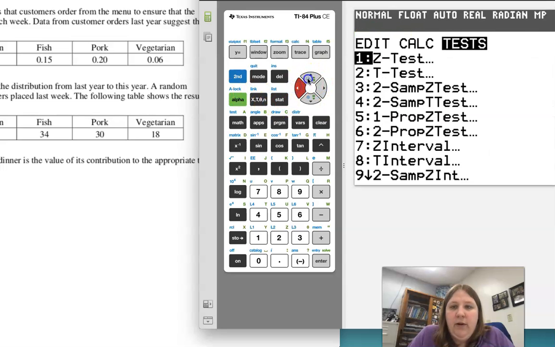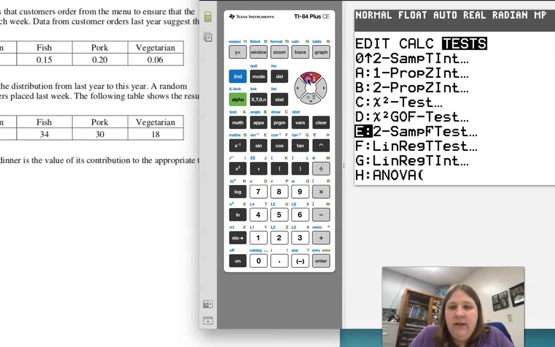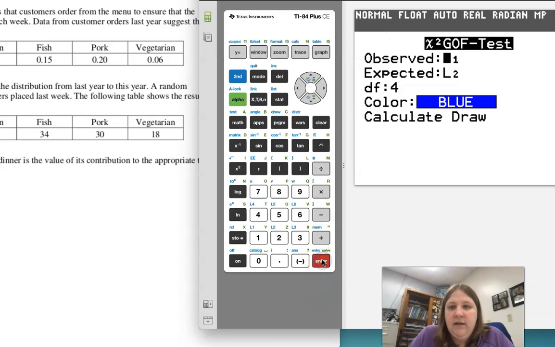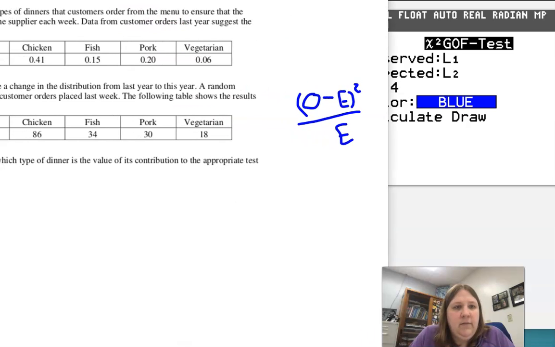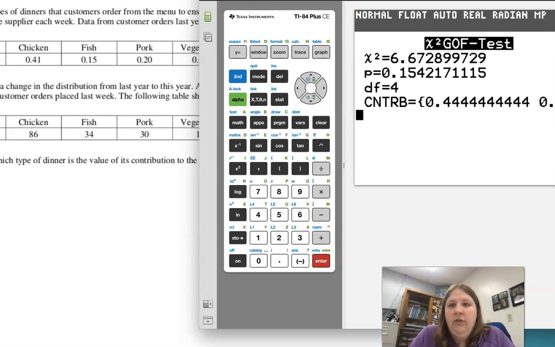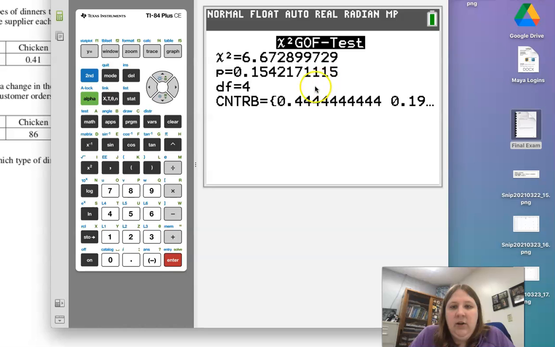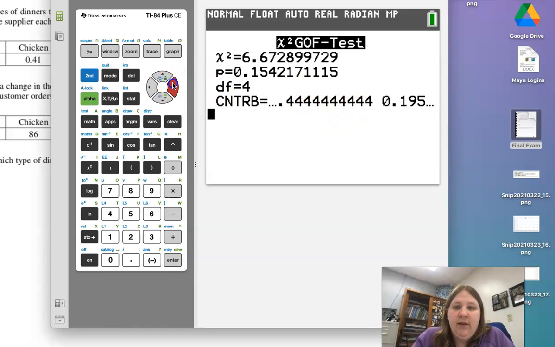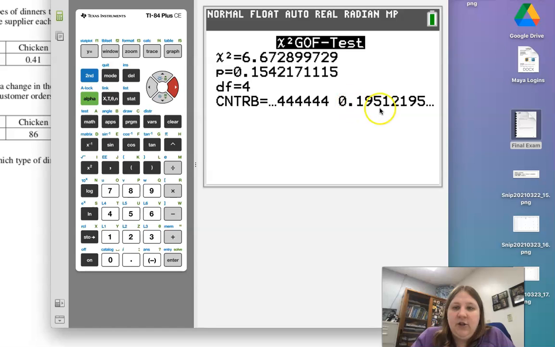So when I go ahead and run this test here, the chi-square goodness of fit test, I've got my observed and my expecteds. There are 5 choices, so my DF would be 4 still. Okay. So what I want to pay attention to here is the very bottom. This is the contribution. This is O minus E squared over E for each one. So like this is the contribution for beef. This is the contribution for chicken.